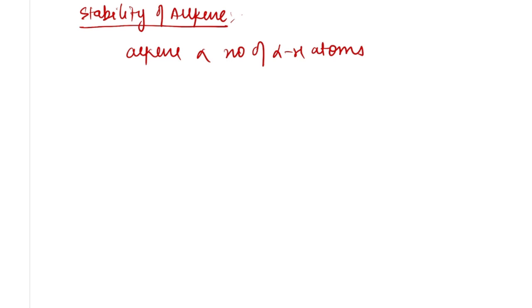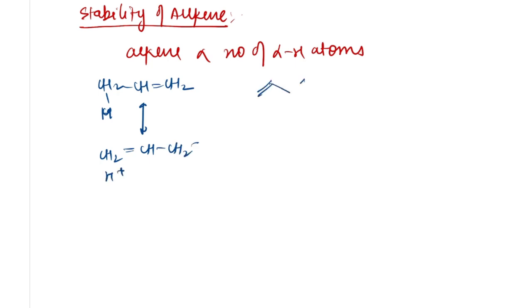CH2 C, then we have H, CH double bond CH2. It will form CH2 double bond CH, CH2 negative and H positive. But if we have a resonance over here, so which alkene is more stable?